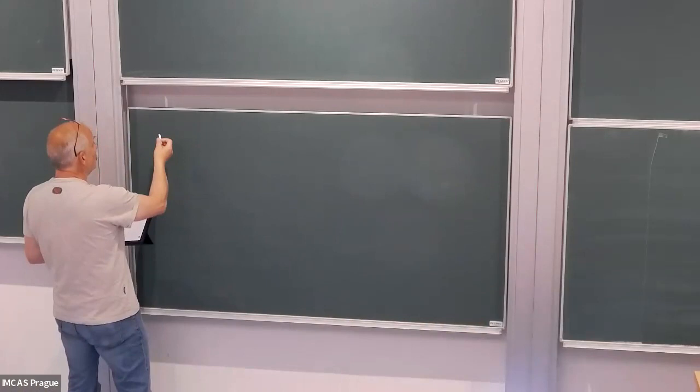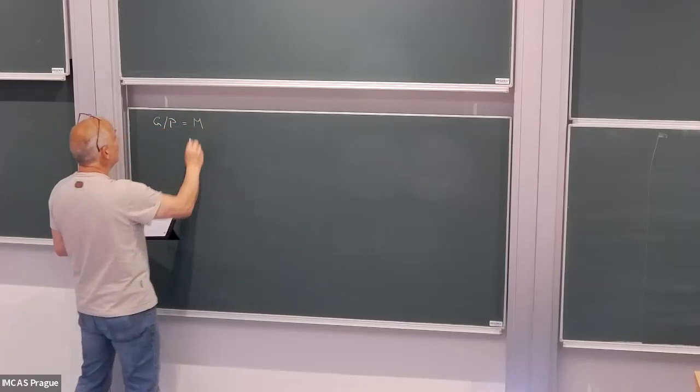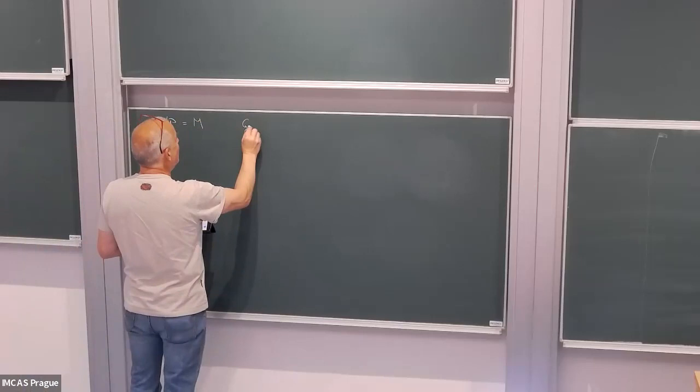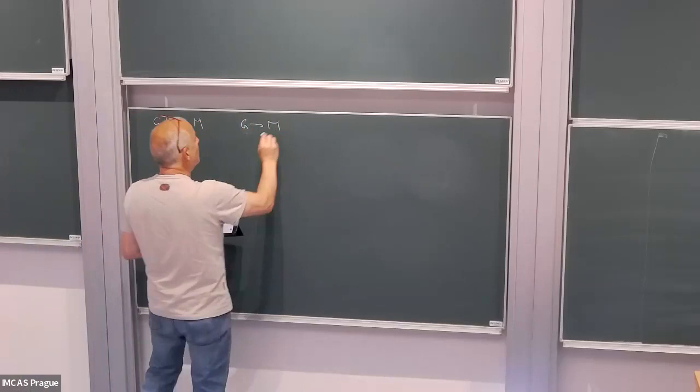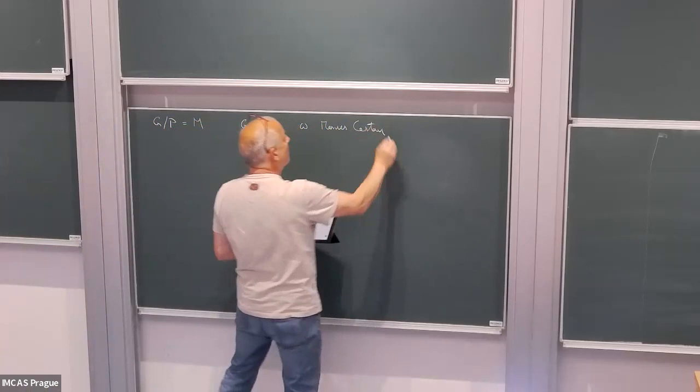homogeneous case. So as you saw, I had just G mod P. This was the S^n, right? So I will call it now M. And I can also draw it in such a way that I've got G, G over M. And this is a Lie group, so there is the Maurer-Cartan form. Right?